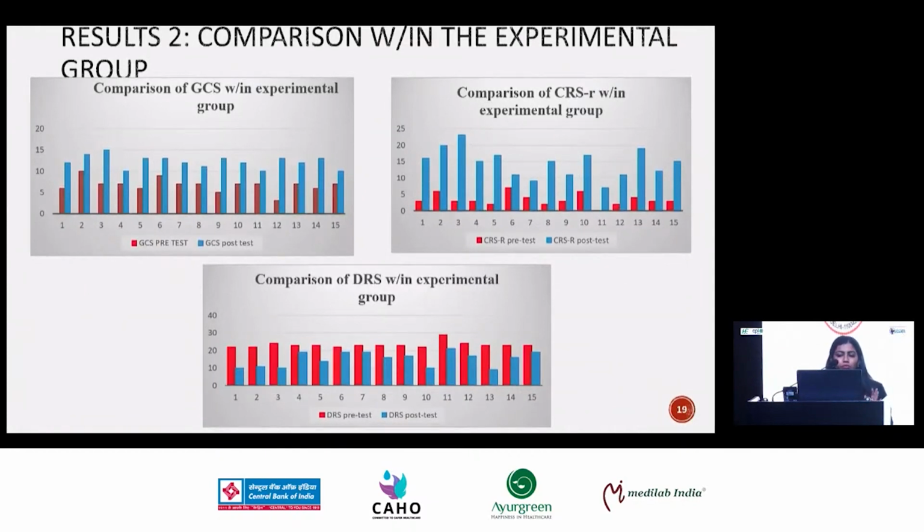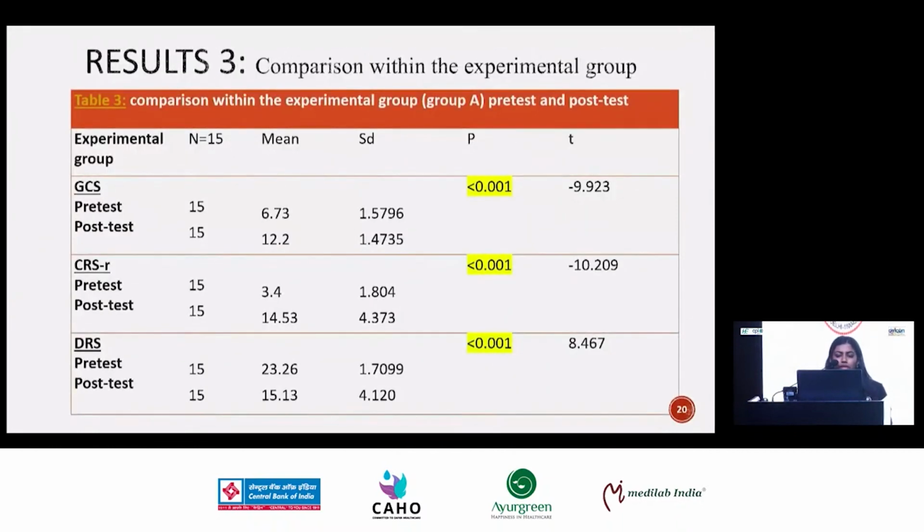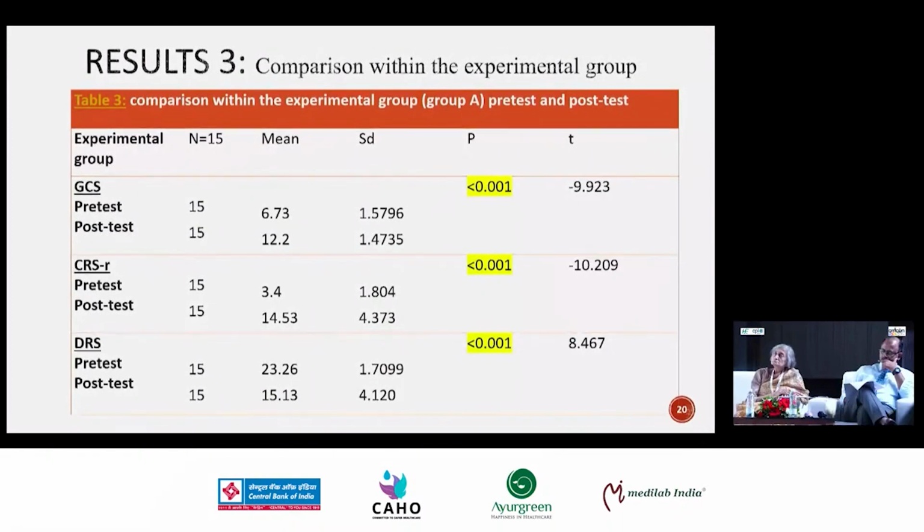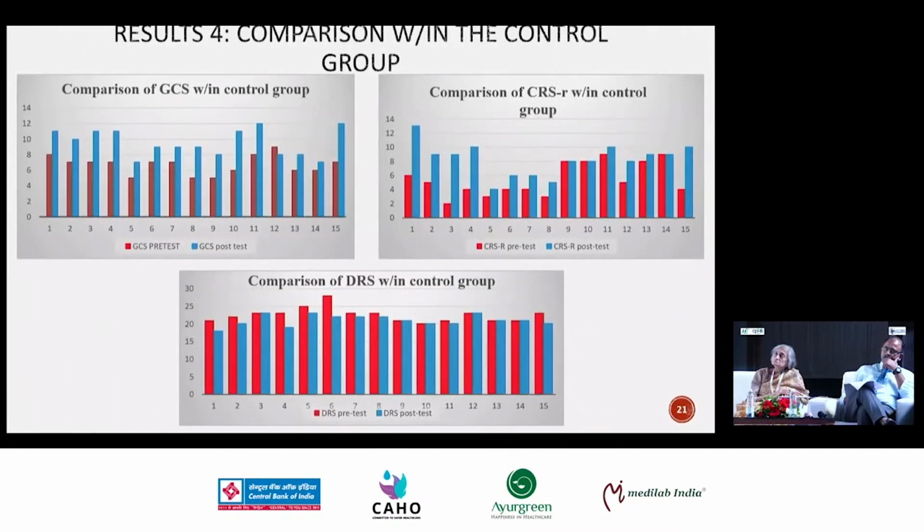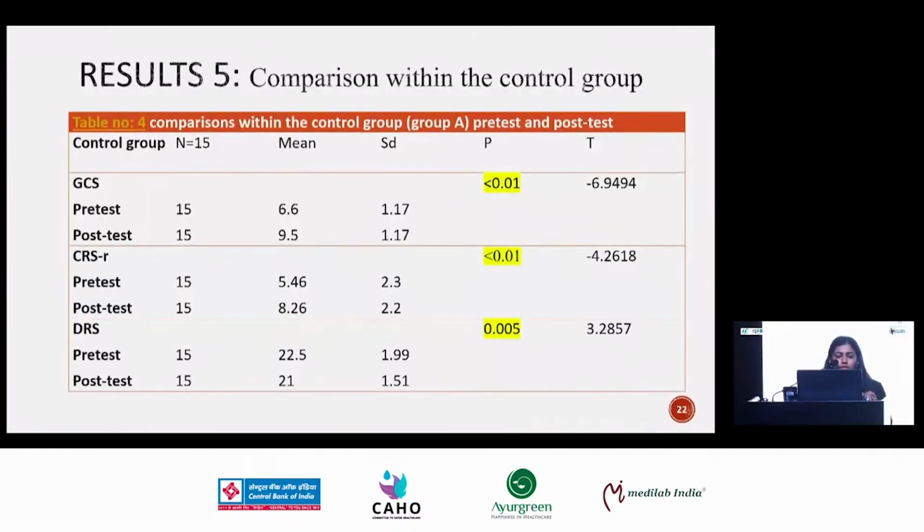Comparison within the experimental group, as shown in the graph. There was a significant improvement within the experimental group, the blue bar representing the post-test results. However, in the disability rating scale, it is lower than the pre-test, indicating a positive effect. The p-value in all the outcome measures was less than 0.05, indicating a statistically significant improvement. Comparison within the control group. In the control group, there was a significant improvement in the post-test, the blue bars representing the post-test results. The p-value was less than 0.05 for all the outcome measures in the control group.